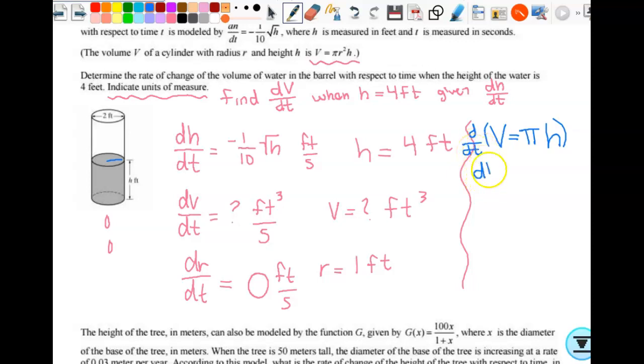So dV dt. What is it? Well, I could do product rule. What's the derivative of the first? What is pi? A constant. There you go. So I don't have to do product rule. It's like the derivative of 3x is just 3. I don't have to use product rule. So it's pi times dh dt.